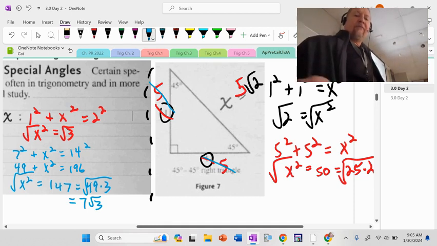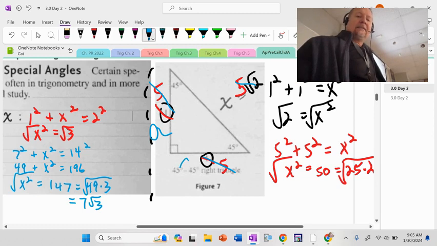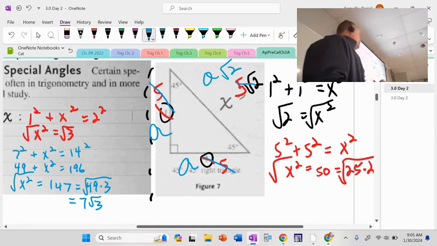Every 45, 45, 90, if this is A because they're isosceles, then this shall be A root 2 always. These are completely two different scenarios because 30, 60, 90 is not even isosceles.